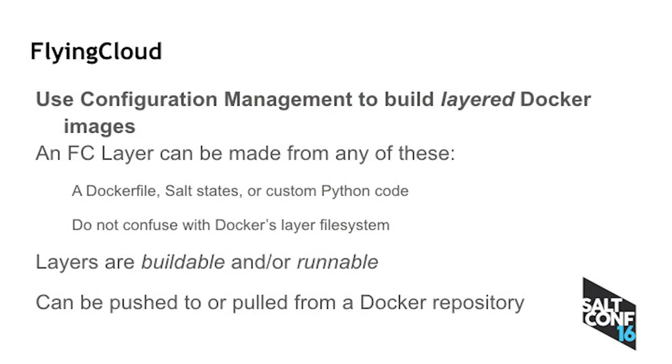So I'm basically done. I just want to leave you with one big idea: use configuration management to build your Docker images. You don't have to use Dockerfiles, write bash scripts, and be stuck in a maze of bash. You can just configure, and you can have something that's very easy to use in CI, friendly to your developers and friendly to your CI system. And FlyingCloud will push or pull these to a Docker registry that you can configure.